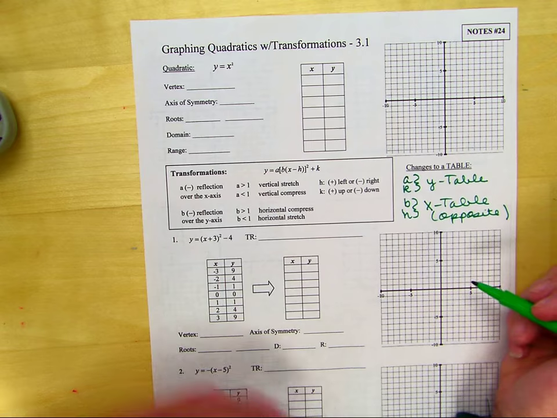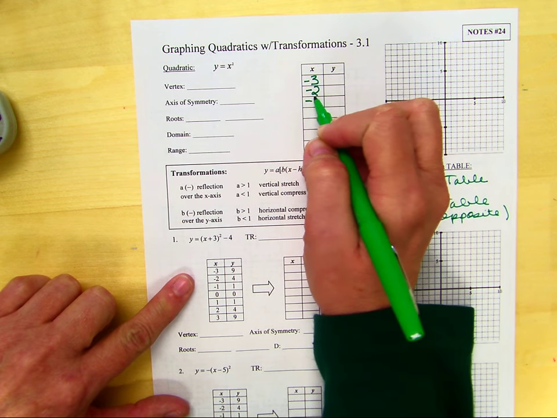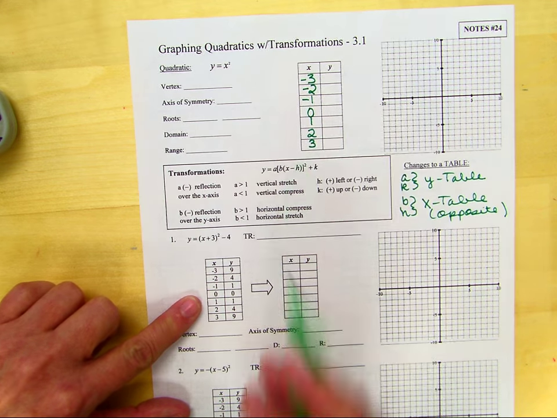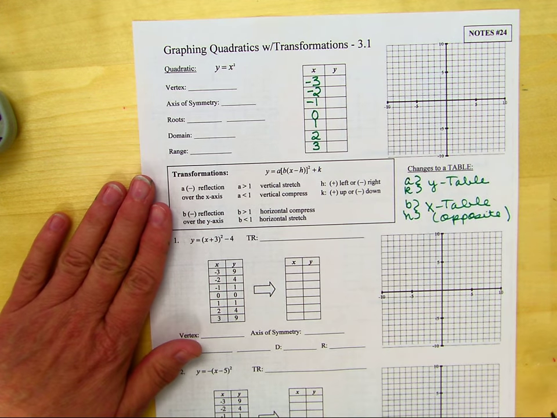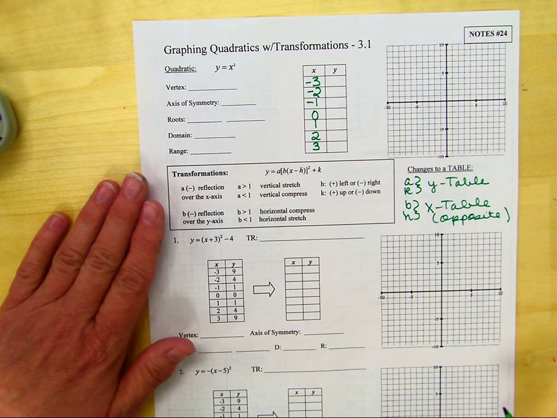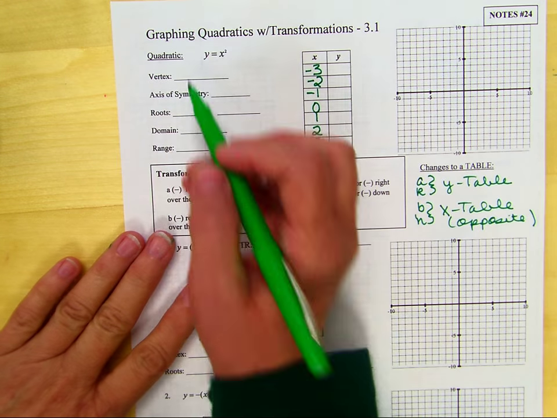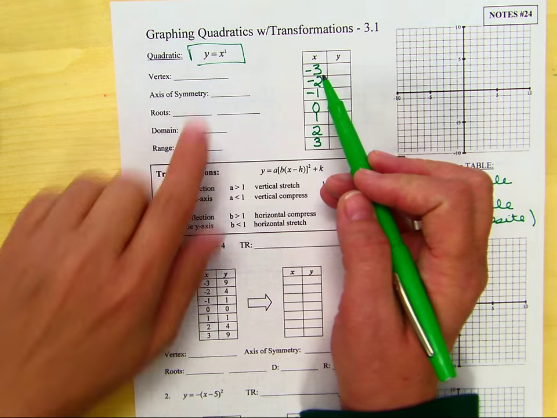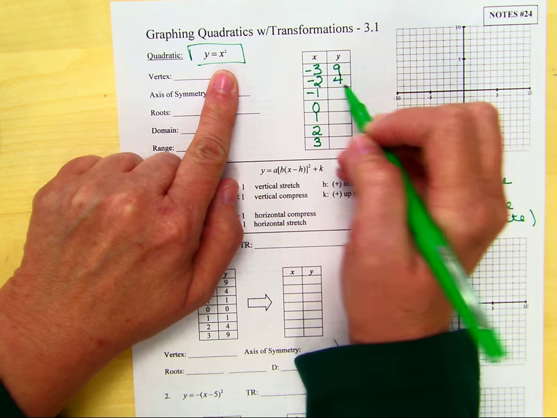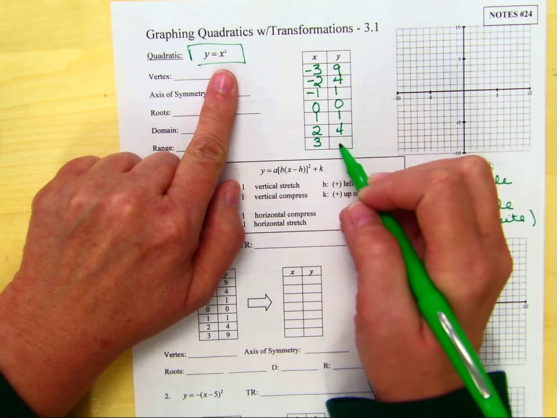The X values we're going to use, I'm going to use the same ones from the parent. So go ahead and fill those in, starting with -3, -2, -1, 0, 1, 2, 3. My function, the quadratic parent, is y equals x squared. If I plug in -3, -3 squared is 9. -2 squared is 4. -1 squared is 1, 0, 1, 4, and 9.